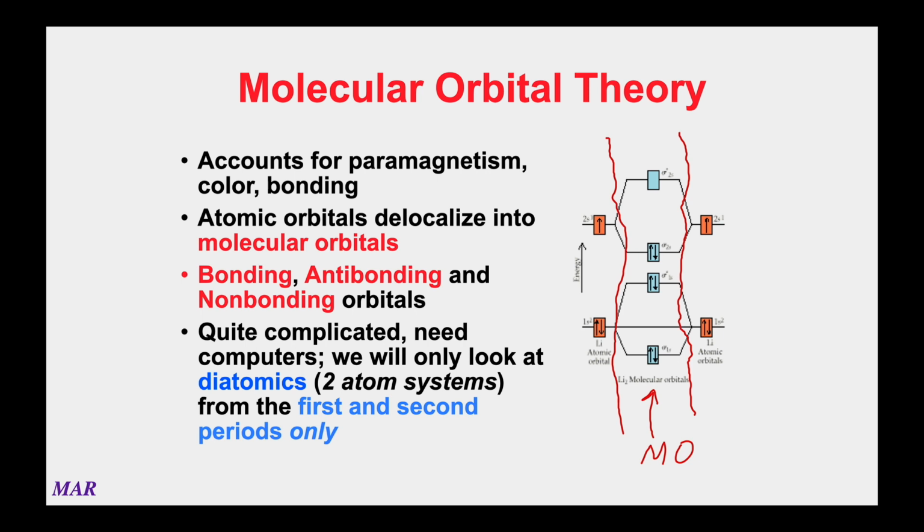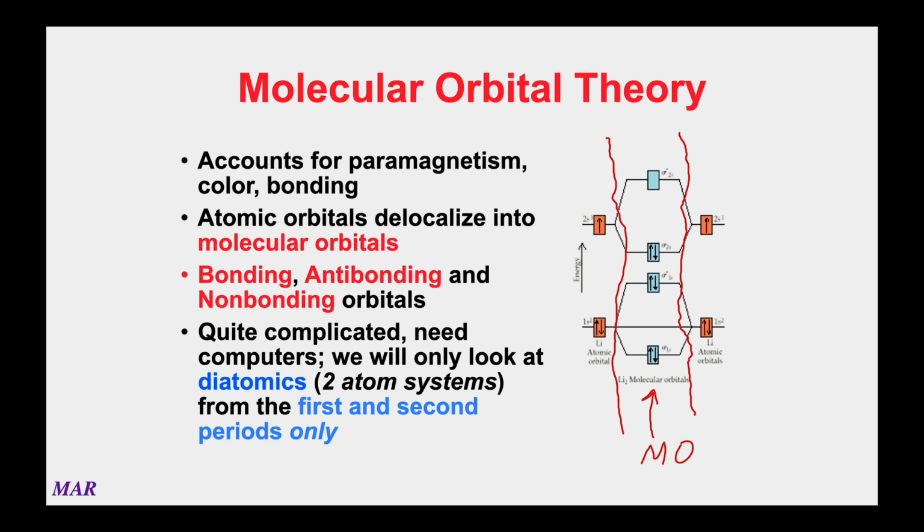What we're going to do is look at very simple examples to figure out how this works. So we're only going to look at diatomics, which means two-atom systems. So we'll look at things like H2 and F2, but we won't look at CH4 because that has 5 atoms. We're only going to look at two-atom systems. And also, we're only going to look at diatomics from the first and second periods only. So we're only going to use atoms up to neon.